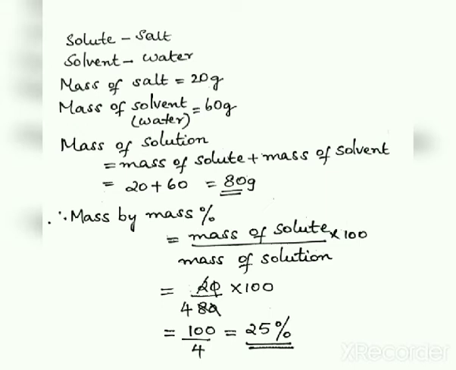So how to calculate mass of solution? Mass of the solute plus mass of the solvent. That is 20 plus 60. That will give you 80 gram. So 80 gram is the mass of the solution. So now you know the mass of the solute and mass of the solution. Therefore, mass by mass percentage is equal to mass of the solute by mass of the solution into 100. That means 20 divided by 80 into 100. When you do the calculation, you will get it as 25%. So that is the answer.